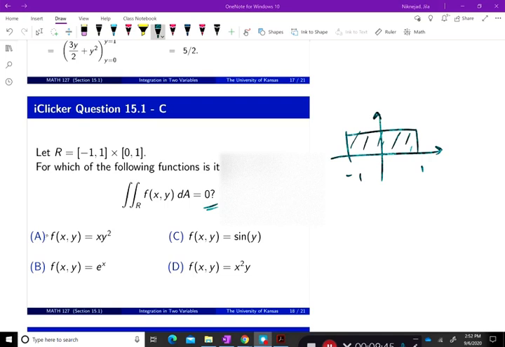The only function that is odd with respect to x is f(x,y) equal to xy squared. It is positive on this side of the rectangle, negative on this side of the rectangle, and completely symmetric. So if you set up the iterated integral, you see that they actually cancel each other out and the integral becomes 0.